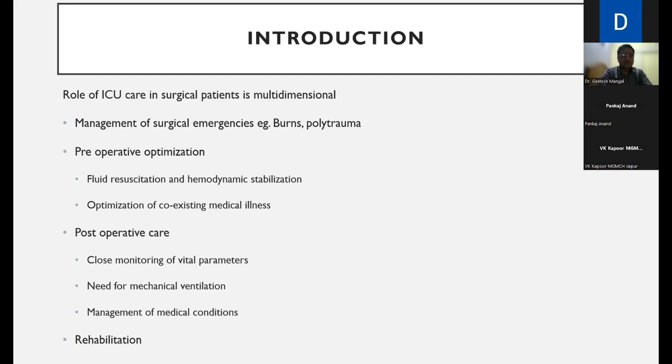Then the most common scenario, that is the post-operative care after a major surgery or operating on a sick patient, for close monitoring of vital parameters. The need for mechanical ventilation, obviously we keep them in post-operative ICU, surgical ICUs, and then management of medical conditions and complications as they arise during the post-operative course of recovery. Then the rehabilitation, it starts in the ICU and then it may go a long way till the patient is discharged and even at home. So that is a long-run process, but usually it starts in ICU itself.